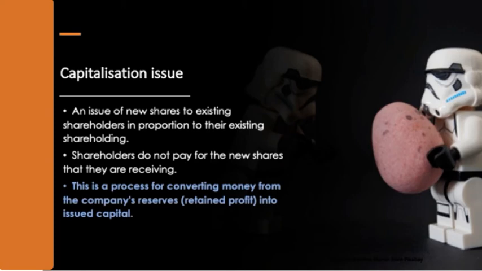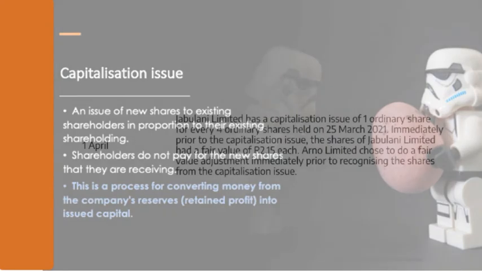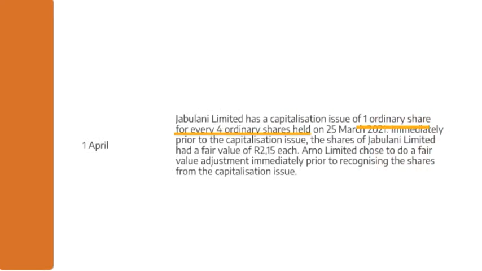You need to have enough authorized share capital to be able to do that. But if you do, you can give existing shareholders more shares, and it happens in some sort of ratio to how many existing shares they had. And they told this to us. They said Jabulani Limited had a capitalization issue of 1 ordinary share for every 4 ordinary shares held. So every single shareholder, for every 4 shares that they had, will get an additional 1 ordinary share for free. They don't have to buy it. They get it for free just because they are a shareholder of Jabulani Limited.